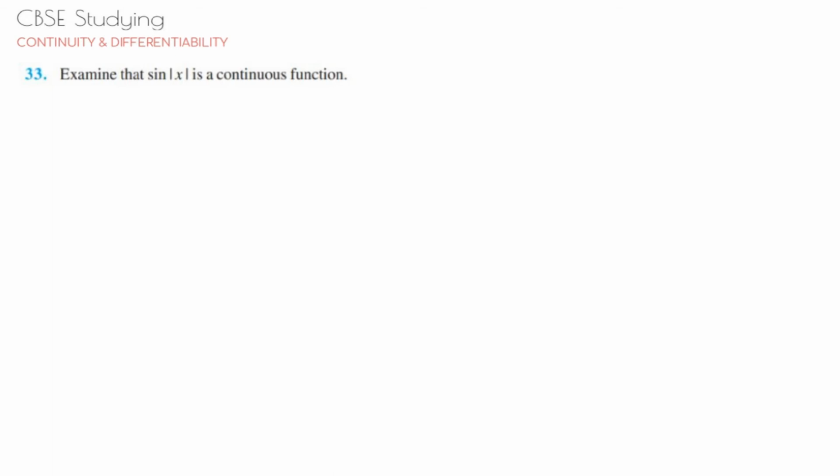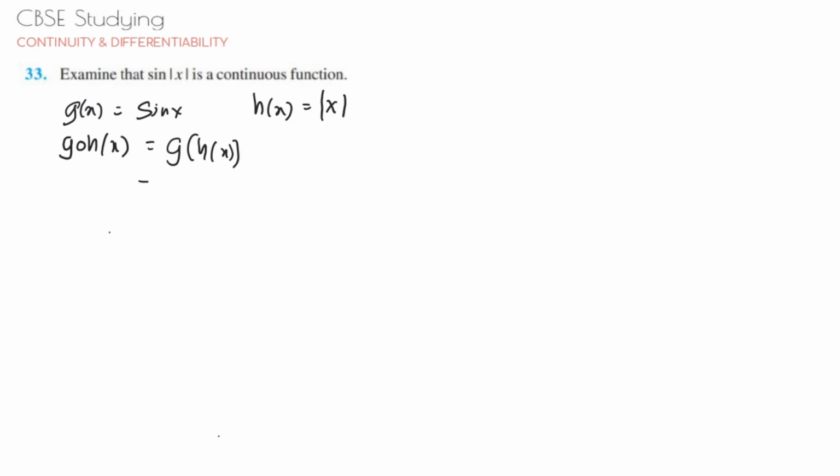So sine of modulus of x is a continuous function. Obviously we know that g of x is going to be sine x and h of x is going to be modulus of x, right? So let's say g of x is equal to sine x and h of x is equal to modulus of x. So g of h of x can also be written as g of h of x. What is h of x? In the place of x, I need to substitute x only. So I'm going to write it like this. What is my g of modulus x? In my function g of x, wherever there is x, I need to substitute modulus of x. So that becomes sine of mod of x.